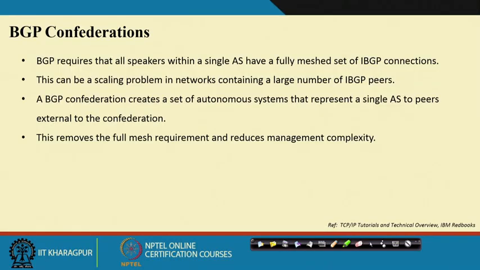A BGP confederation creates a set of autonomous systems that represent a single AS to peers external to the confederation. So AS1 can have sub-ASs like 1.1, 1.2. This removes the full mesh requirement and eases manageability, because the full mesh requirement is now confined within that particular sub-AS where the confederation is maintained. In this way manageability and scalability are facilitated.